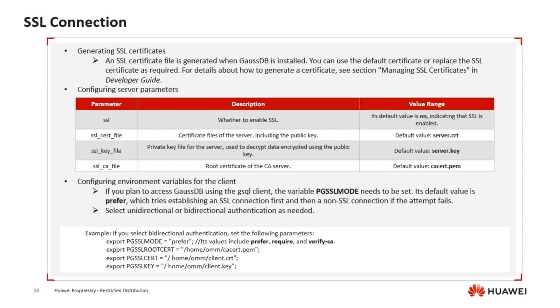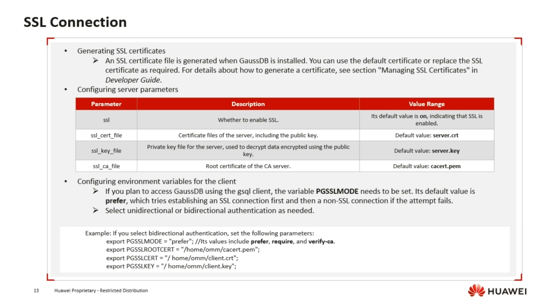For the GSQL client, you need to configure the PGSSLMODE parameter. The default value is prefer, which means it will attempt an SSL connection first, and if that fails, it will try a non-SSL connection. For the JDBC client, you need to configure the SSL mode. It is recommended to set it to prefer or require, where require means we only attempt SSL connections.